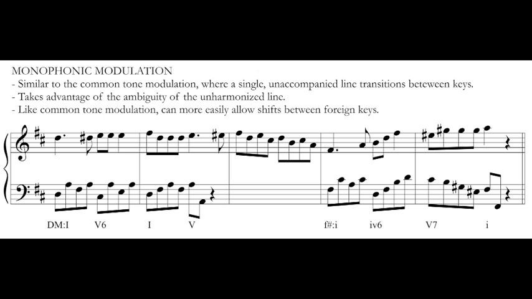This example starts in the key of D, and then again in the third measure, we lose all of our harmony, our accompanimental line drops away, and our melodic line winds around and pushes us outside of the key of D major and into our new key of F sharp minor. Let's hear what it sounds like.